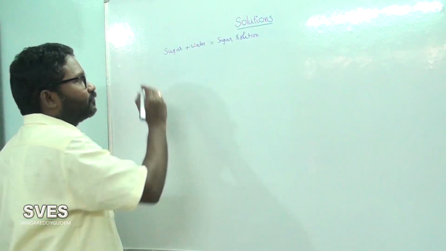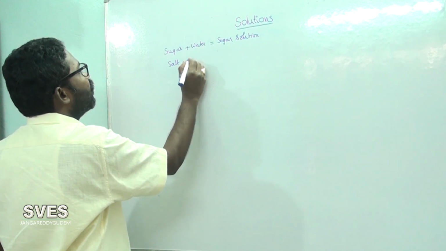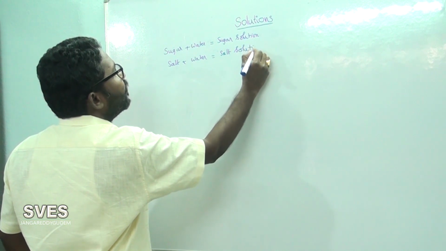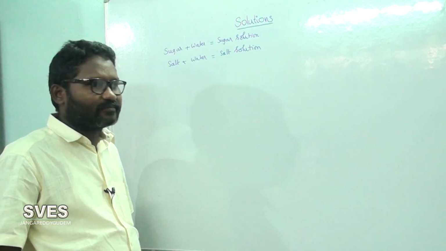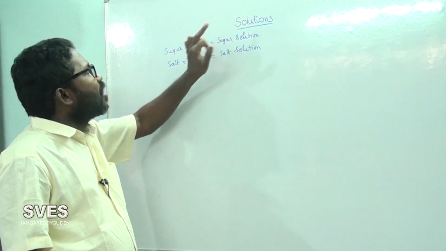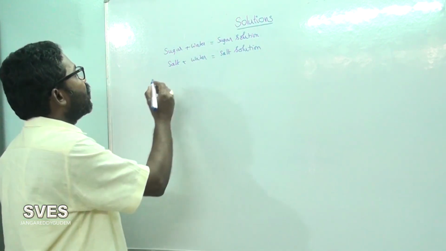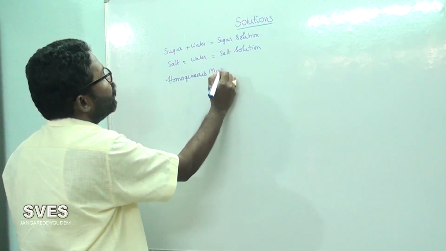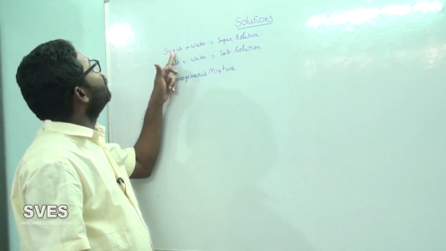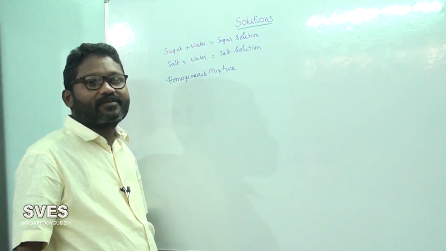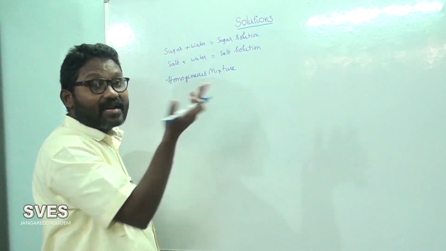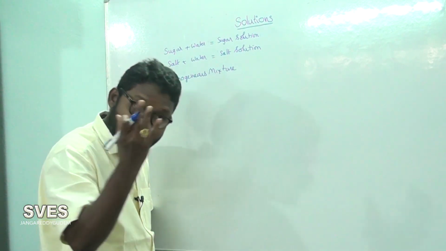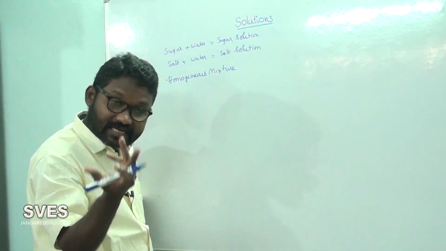a sugar solution. If you mix salt with water, you get a salt solution. Likewise, what is a solution? A homogeneous mixture of two or more components whose composition may be varied. They need not be similar in quantity. One may be in large excess, another may be to a lesser extent.